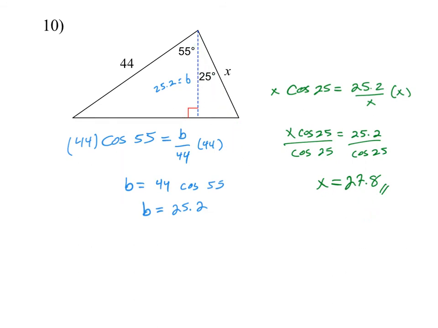How do I know which one I'm using? Well, it depends on the information that I'm given. So here I have the 55 and this is the adjacent side and the hypotenuse. If I had the opposite side and the hypotenuse, I'm going to use sine and so on.